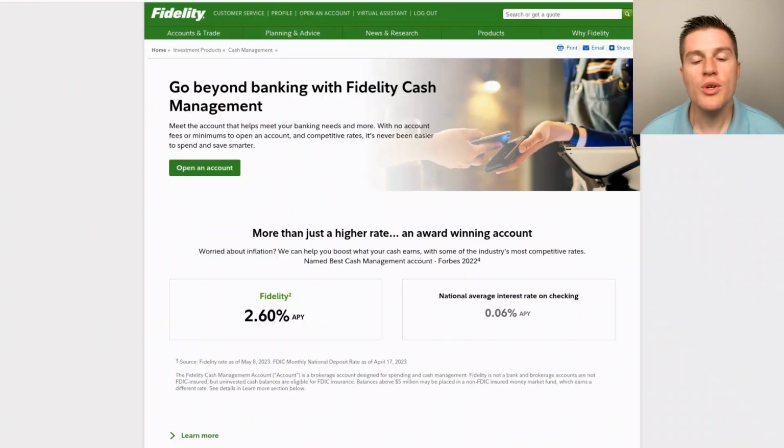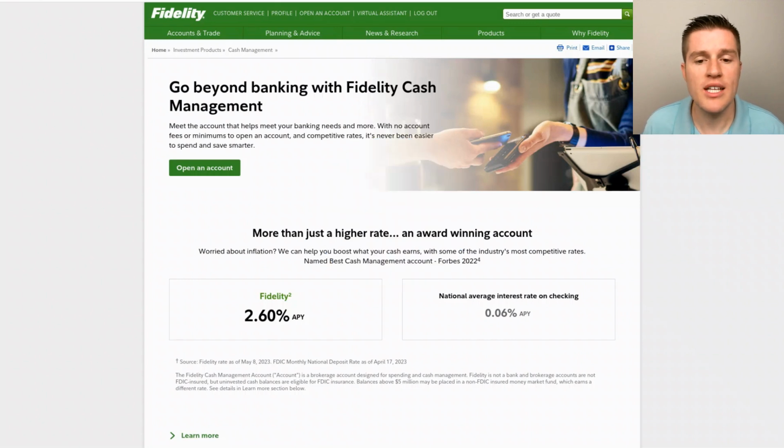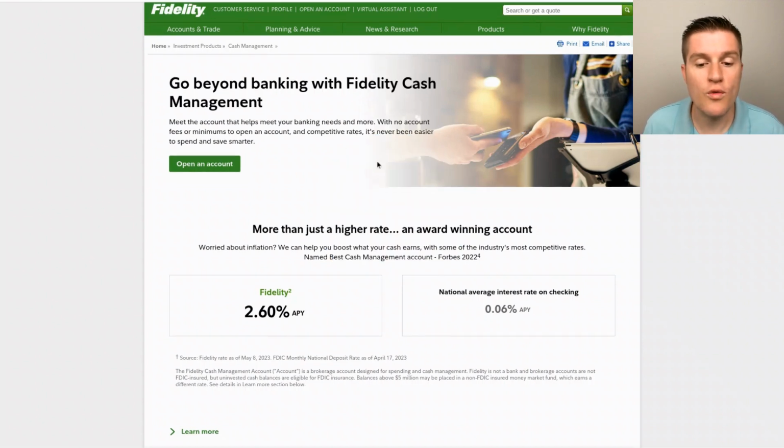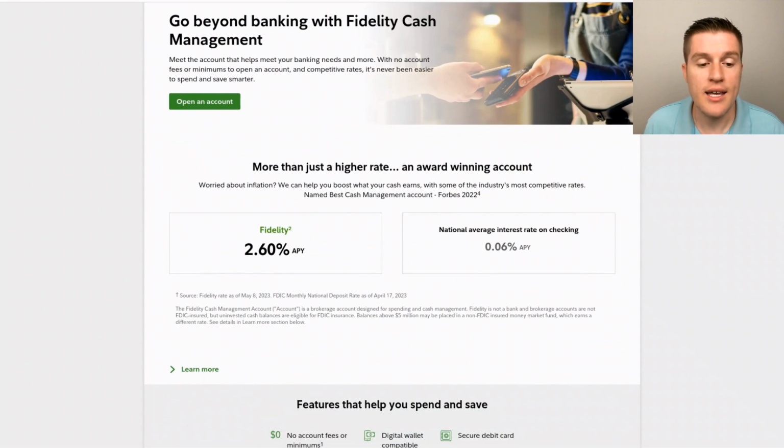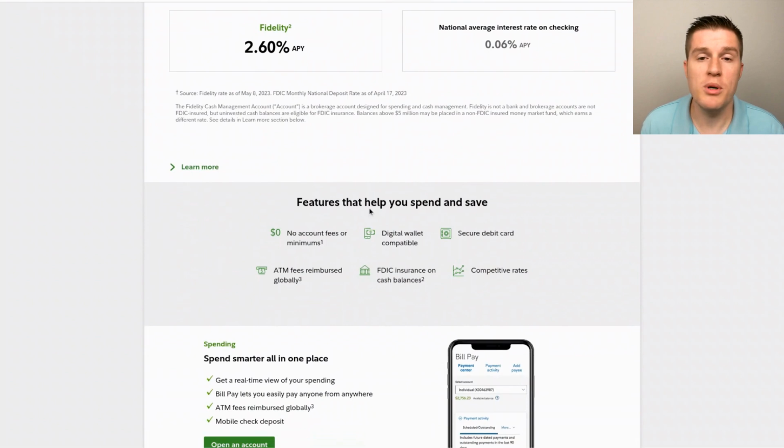All right, so before you get the Fidelity Cash Manager tool, you need to have a Fidelity Cash Management account. If you're unfamiliar with a Fidelity account, I'm just going to give a real brief overview. It gives a really high APY as far as FDIC coverage for your cash, at 2.6%. It offers no fees or minimums, and when they say no fees or minimums, they mean it. You get ATMs reimbursed globally. You get all the different features that you would expect from a bank.